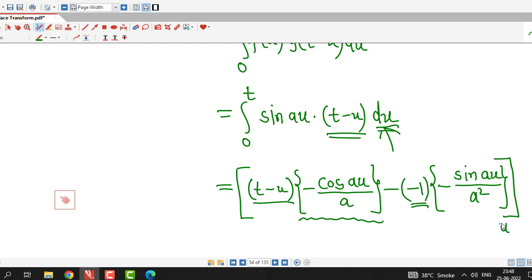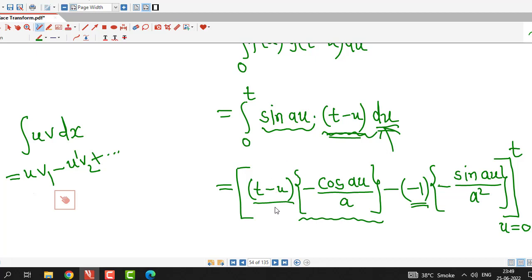We will have only these two terms because all the derivatives after this will be equal to 0. So again we repeat, we know the formula for integration by parts. Integral of u into v is equal to u as it is, integral of v, then derivative of u into integral of v1, which is denoted by v2, and so on. Here instead of u we consider t minus u, so t minus u as it is, and v is considered as sin au. T minus u as it is, integral of sin au is minus cos au divided by a.